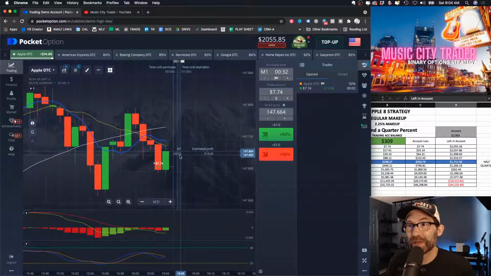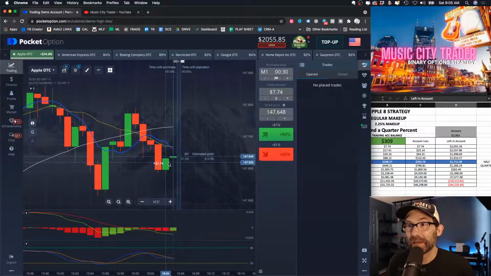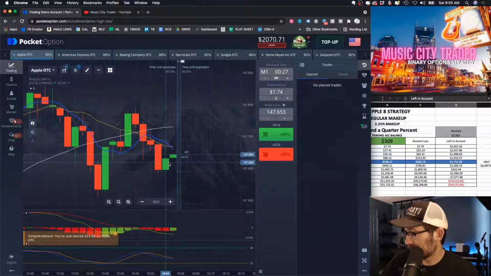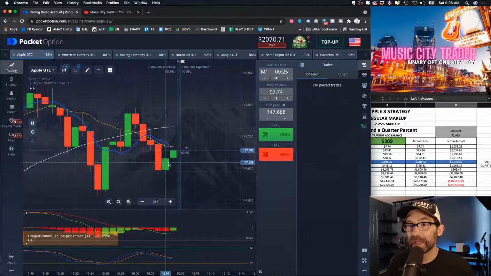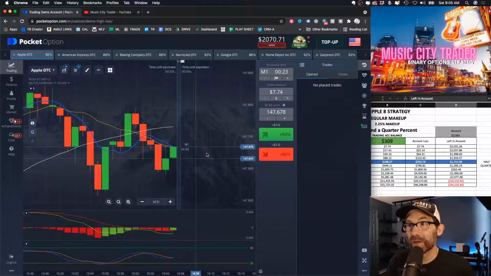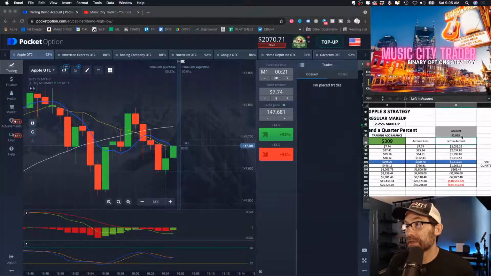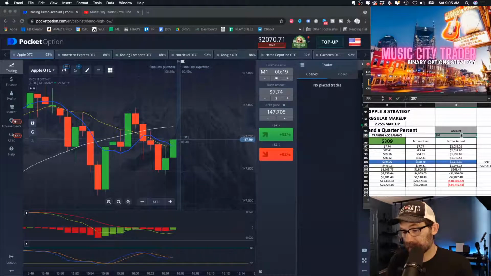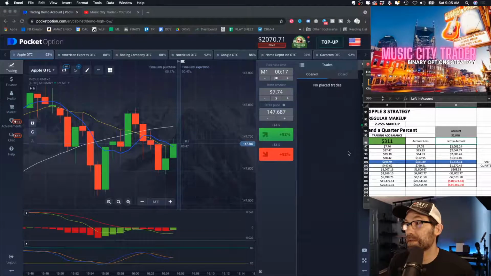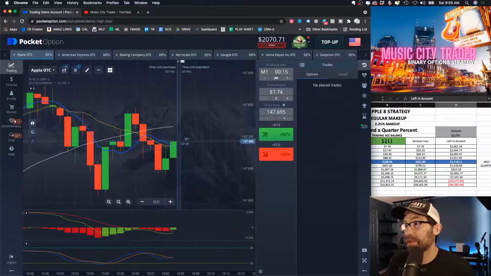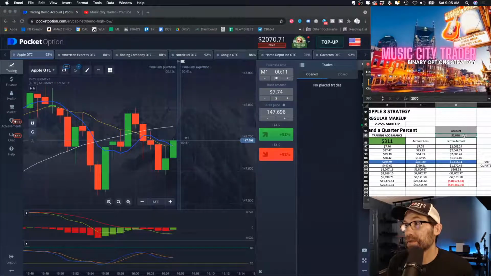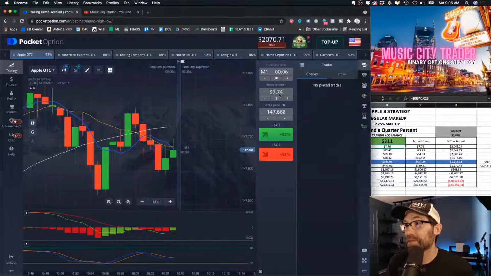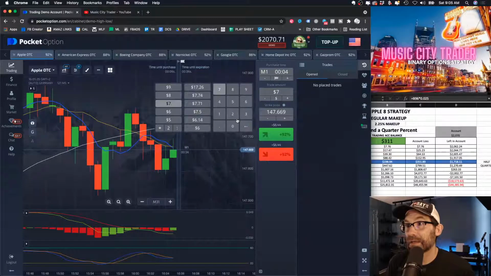I think this will be a win. This trade will be in the money, and that will be our third trade in the money today. So in this strategy, we only need one more in the money trade. We're going to raise the account up to 2070. So our bid is going to be 15% of that. So 776. Okay.